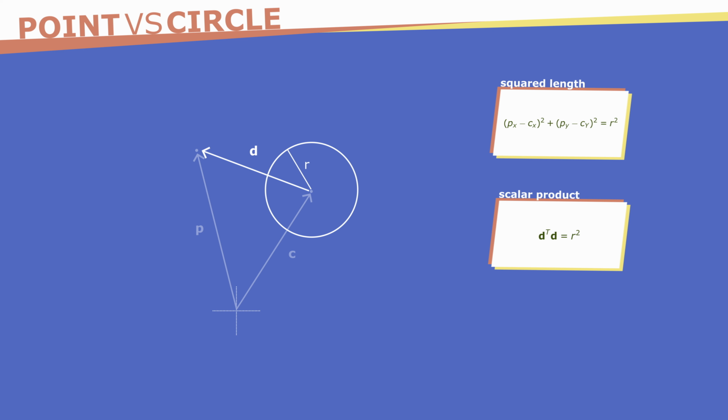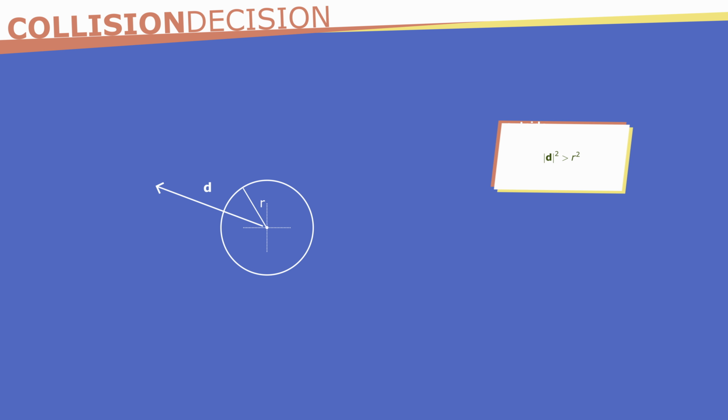Thinking in vectors, we could also compute the scalar product of the distance vector d with itself. So d dot d gives the same squared result that can be used to compare against the radius. Having the distance value, we can simply compare it to the radius. If the squared distance is greater than the squared radius, the point lies on the outside of the circle. If the squared distance d is less or equal to the squared radius, the point lies on the circle's contour or inside the circle. That's already it.